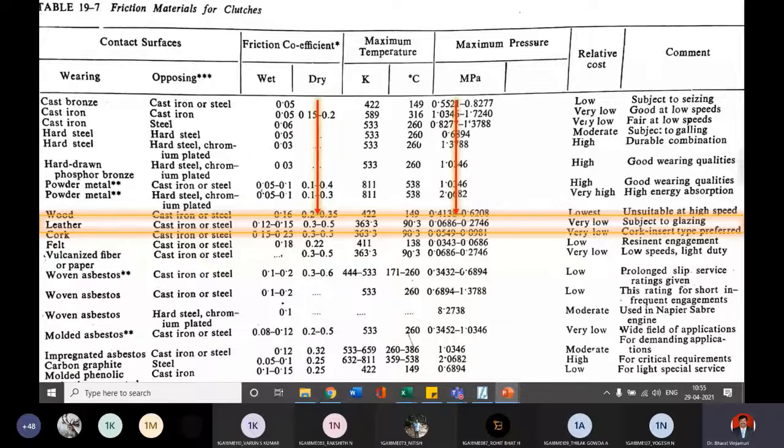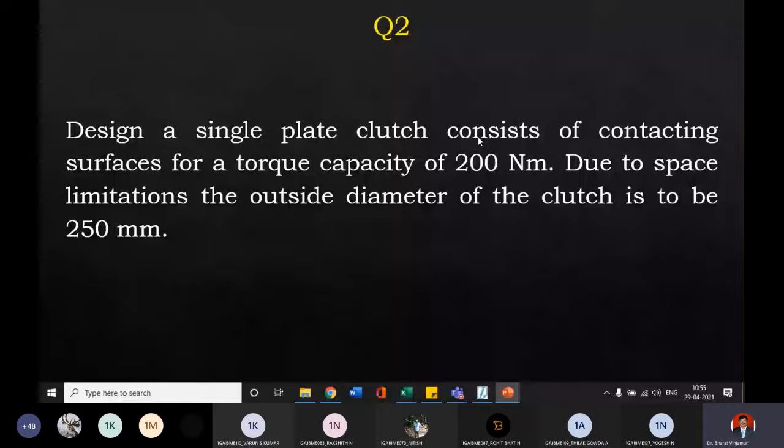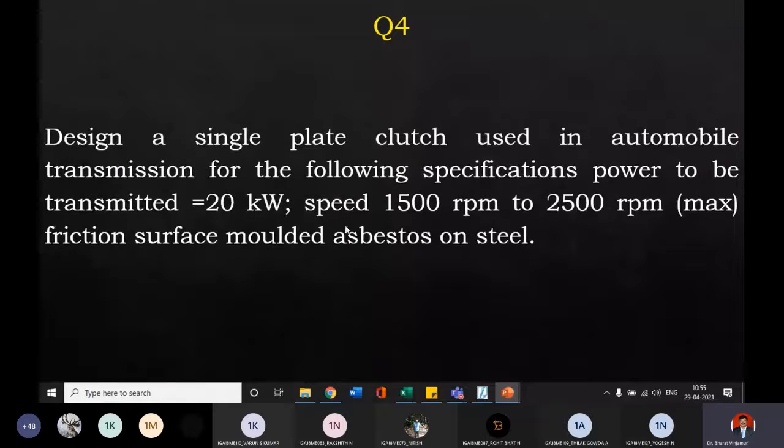Question number 4 says: design a single plate clutch used in automobile transmission for the following specifications. Power N is given, and the speed is given as 1500 rpm to 2500 rpm. Which speed should I take? Minimum speed, not the average. You are supposed to take the minimum speed, 1500 rpm. So take 1500 rpm and solve the numerical.